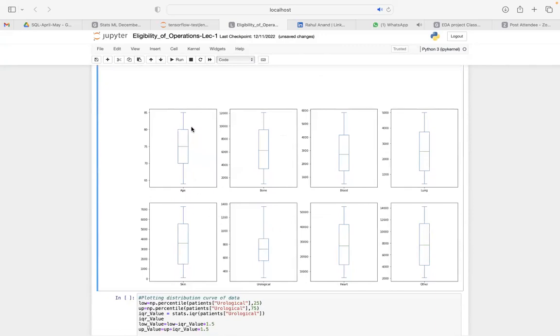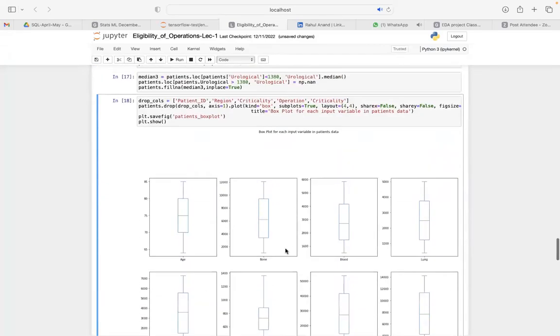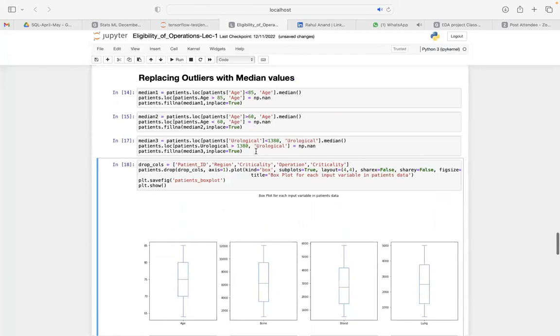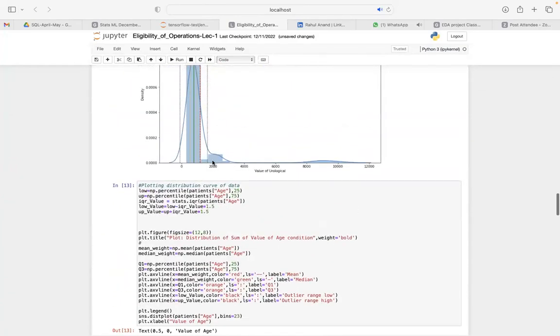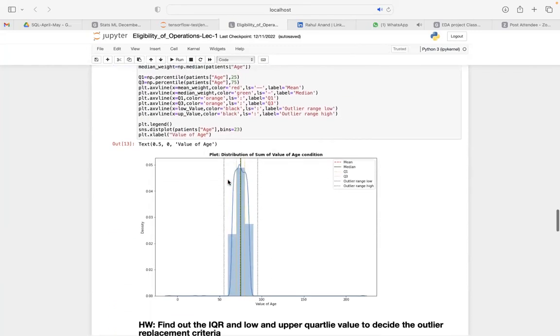So you can see age is fine. Everything else was already fine. Urological is also fine. Okay. So this magic happened because we have replaced it with an IQR value that we have calculated, or we have visualized that it could be like 1380, 1400 or something like that. Whether it is a precise value or not, or whether there could be more changes that we can do, that's your work to do. Okay.